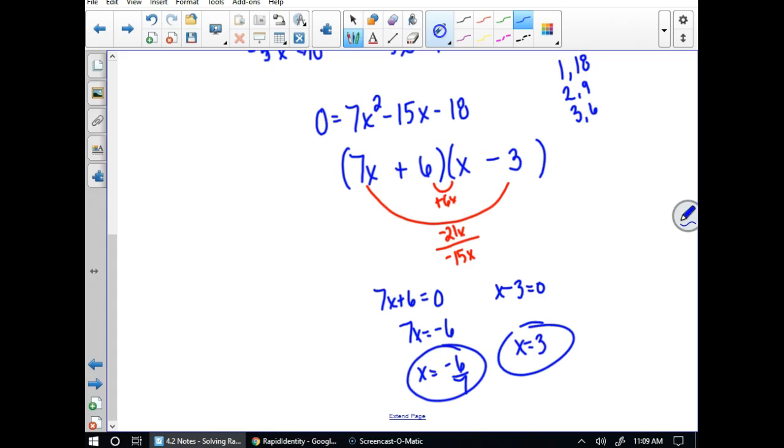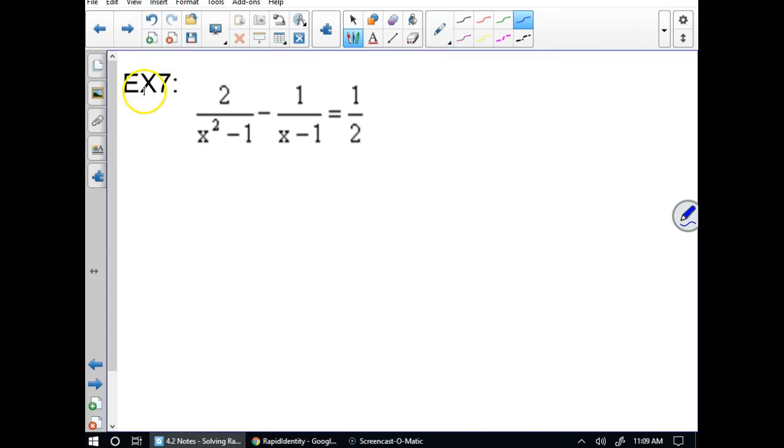So, okay. Questions? All right, we got one more. One more. You should notice this one has a minus sign in it too. Be careful.